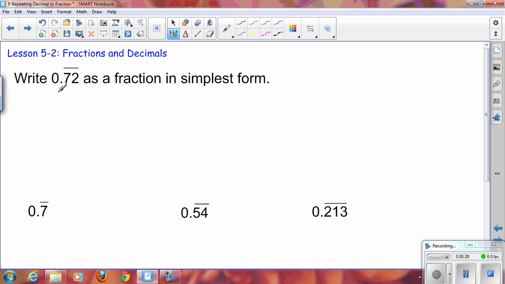Okay, so write 0.72 repeating as a fraction in simplest form. Well, what you have to remember is that 0.72 repeating means 0.72, 72, 72, 72, right? Okay, so what you first do is you say, okay, how many digits are repeating? Well, there are two digits that repeat. So you're going to multiply this number by 100. Okay, the number of zeros is the same as the number of digits that repeat.